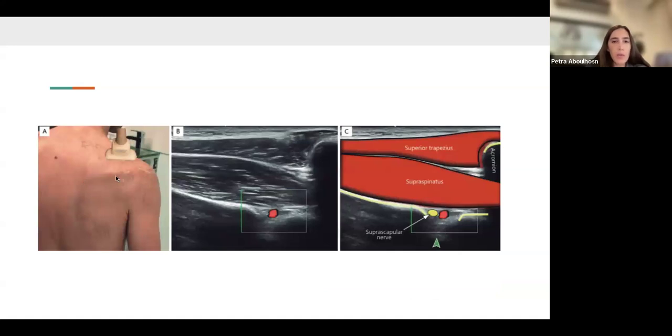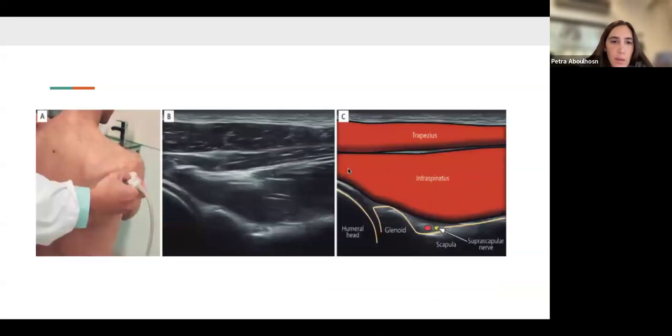So there are just images on how to look for the suprascapular nerve. If you go to the spine of the scapula, put the ultrasound straight down, you would see it lying there, right underneath the supraspinatus. And then at the level of the shoulder joint, you can see here the humeral head and the glenoid, you would see the suprascapular nerve as well, but that's after it comes off the spinoglenoid notch. And this is the infraspinatus muscle.